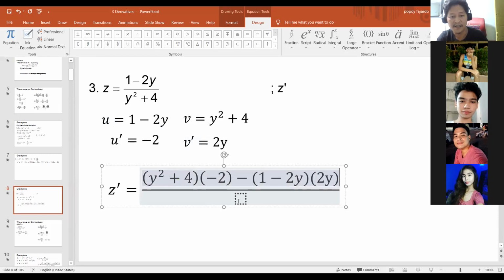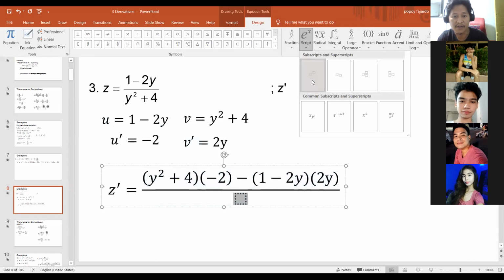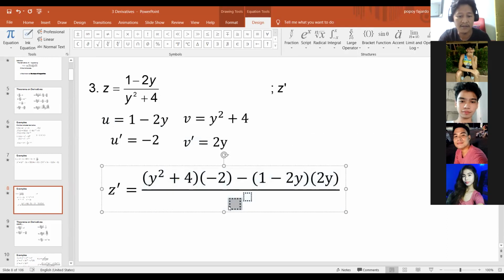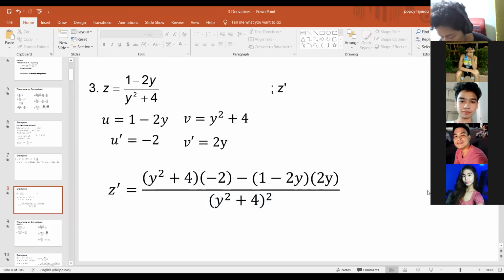And then finally, dito, i-square natin daw yung denominator. So i-square natin yung ating denominator, which is ito. Copy natin siya dito. Hindi na kasama si 4. Okay? And then square. Okay? Question? Malinaw po ba? Okay po, sir.